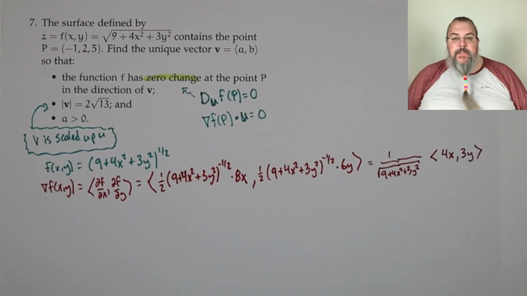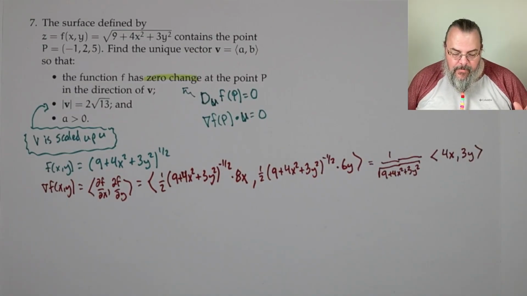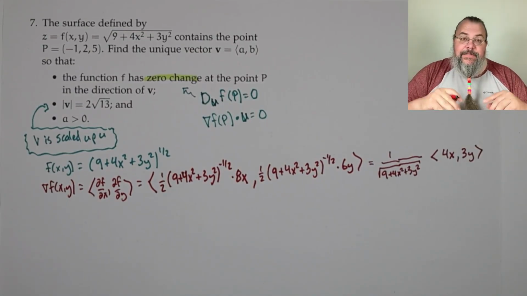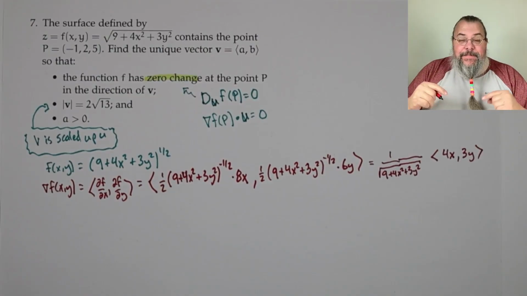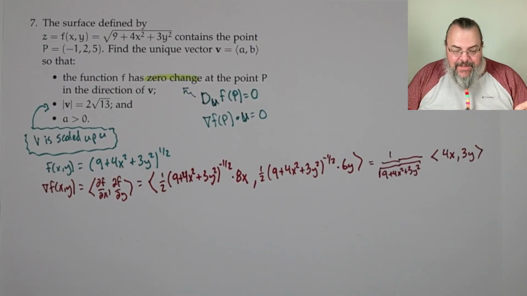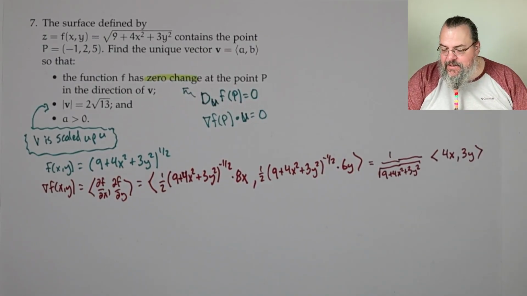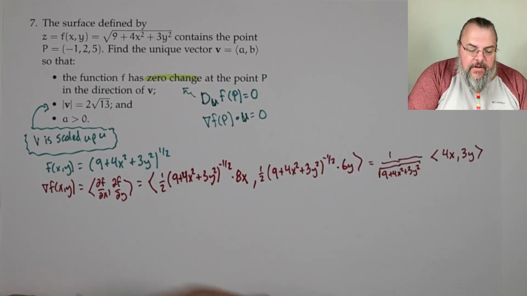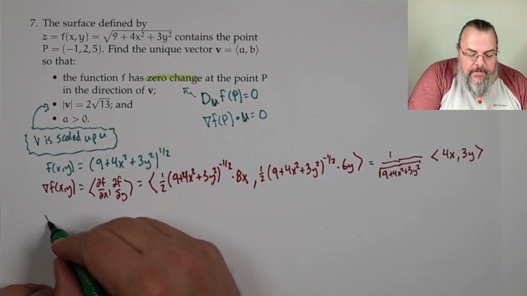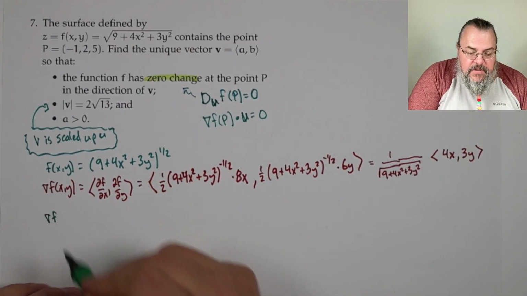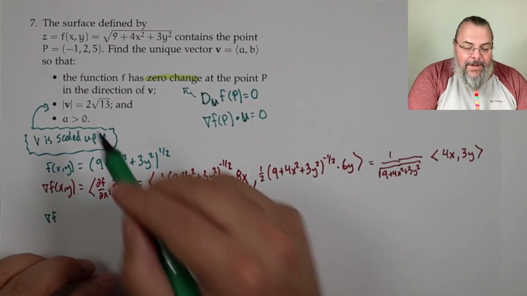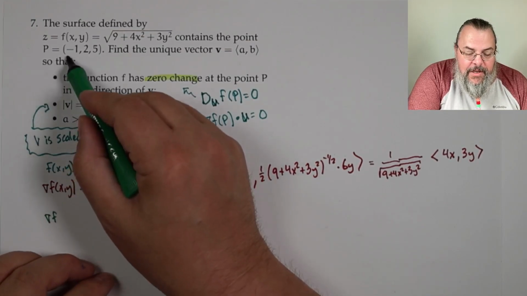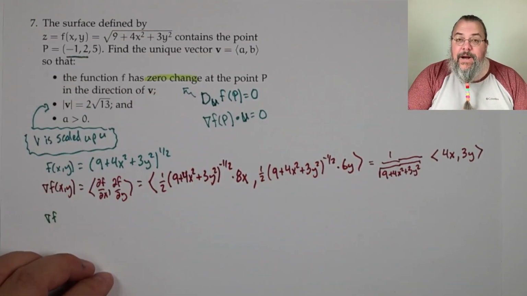All right, good. Now, that's the gradient of f in general. Now we need the gradient of f at a specific point. So let's go ahead and do that. The gradient of f at our specific point. Well, which point do we want? We want the point (x, y), which is (-1, 2).